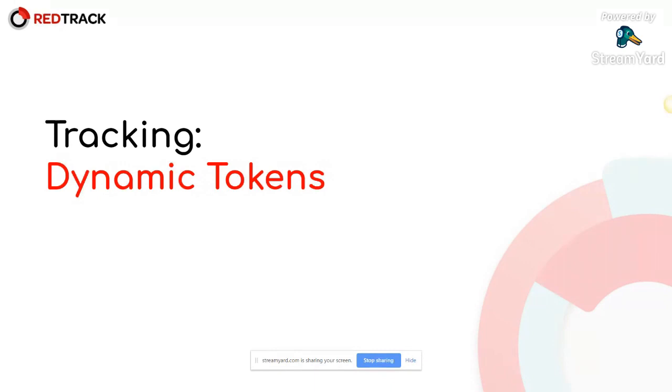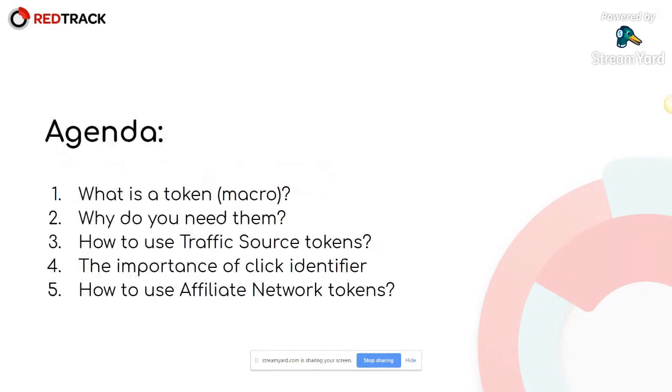Today's topic is tracking dynamic tokens. We will talk about what is a token, or also known as a macro, why do you need them, how to use traffic source tokens, the importance of click identifier, and how to use affiliate network tokens.